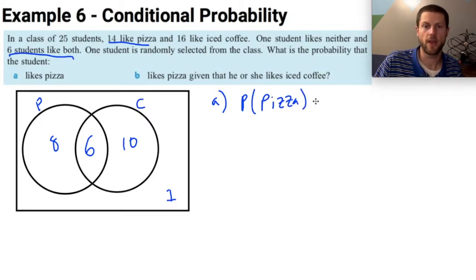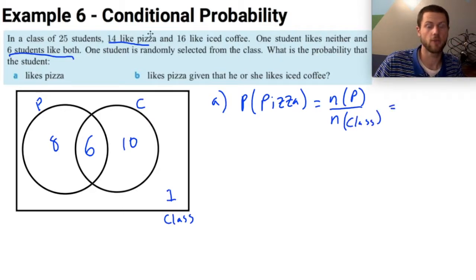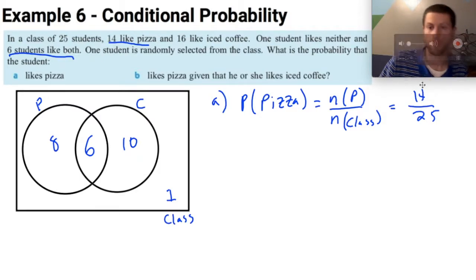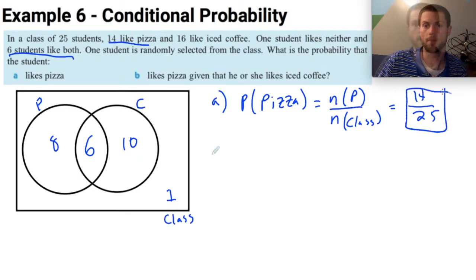So let's determine the probability that this person likes pizza. In order to figure that out, I need to take the number of people who like pizza divided by the number of total elements in, we'll call this, the class. And the number of people who like pizza, that was given to us as 14. And that's out of the entire class, which is 25. And that's really it for this one. I can't reduce this, we're done.